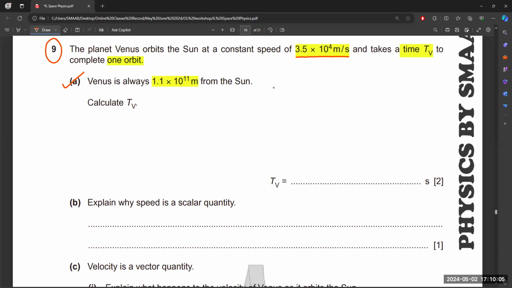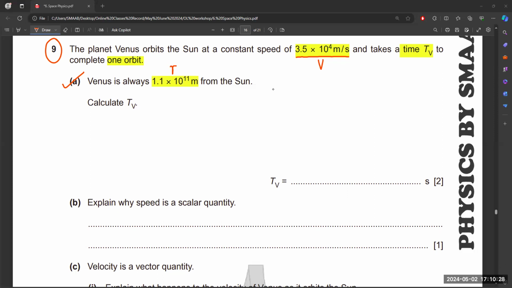So basically the distance is given, like the radius, and then we have the speed. I will upload this file in the same link after the class, so you may download the same file and you will get all the solutions.